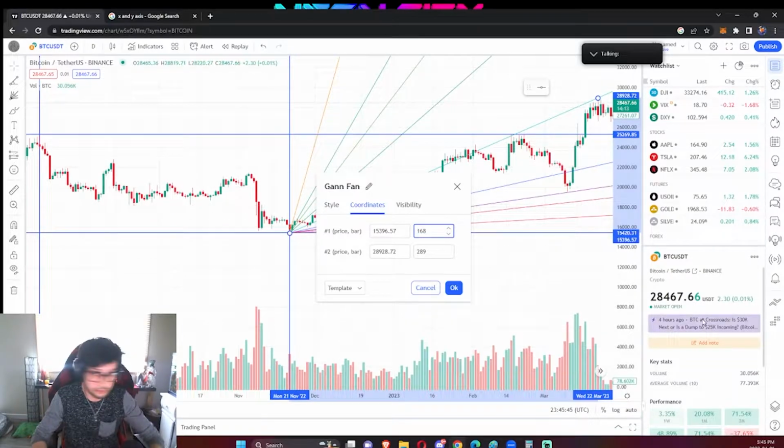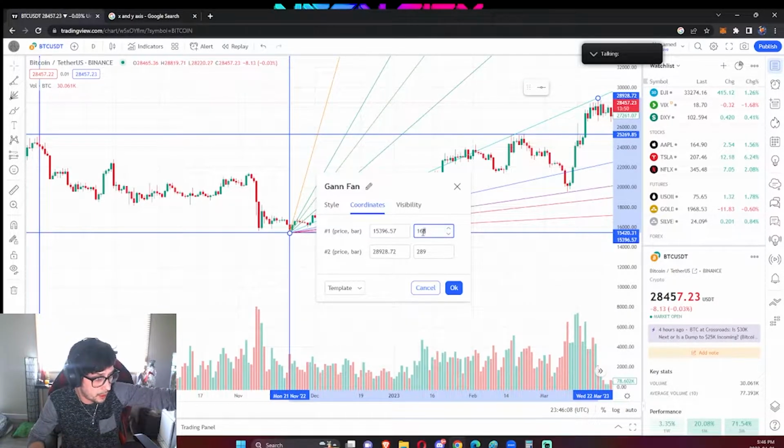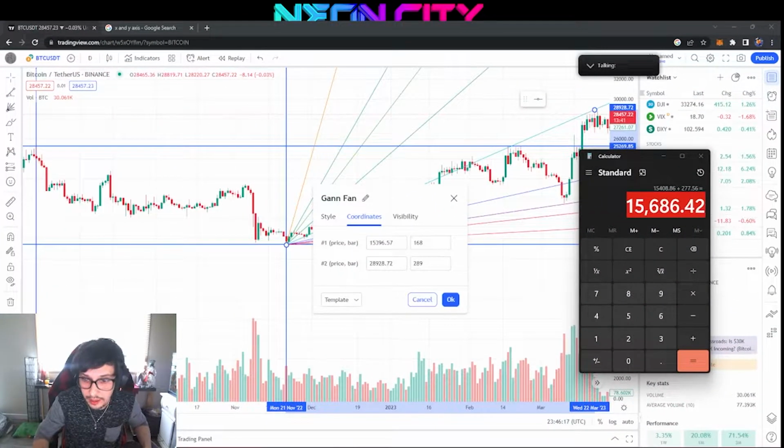So I will show you why we need to figure this out. Also Gann said that 1 unit of time equals 1 unit of price. So in simplicity, 1 cent is equal to 1 minute, or $1 is equal to 1 day, right? So in this case, 1 bar is 1 day, and this is the price. So what we do, guys, I'll show you how to snap it in the best possible way.